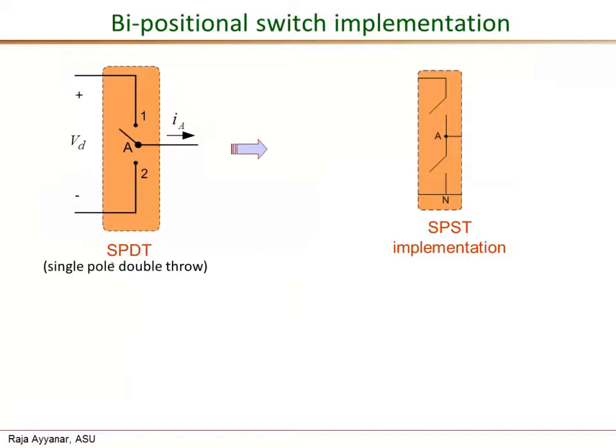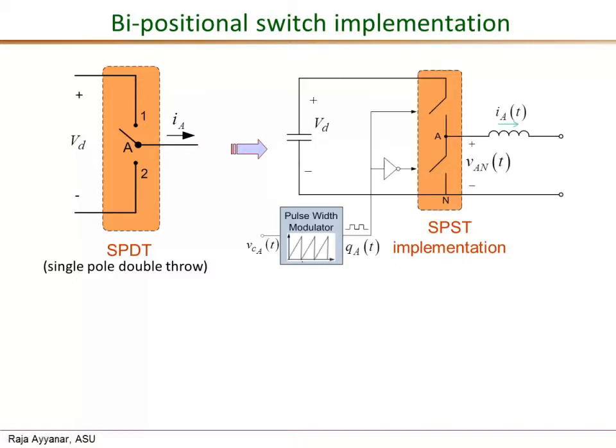So for example, if this pole A needs to be connected to position 1, which is connected to the positive end of a DC source, then we will have the top switch on, and under the same condition we need to have the bottom switch off. And when we want to connect pole A to position 2, we would turn off the top switch and turn on the bottom switch. So this way, by having two simple on-off switches, or two SPSTs, we can realize the function of a single SPDT.